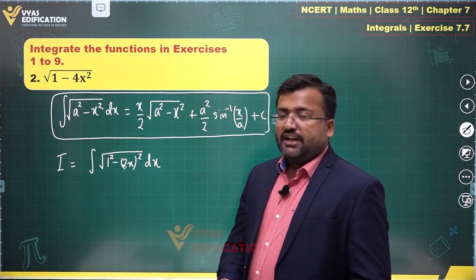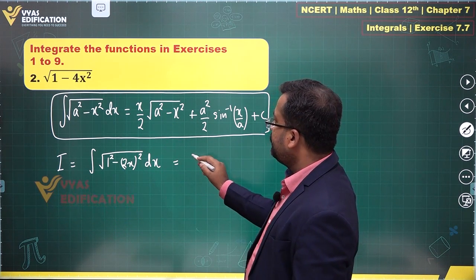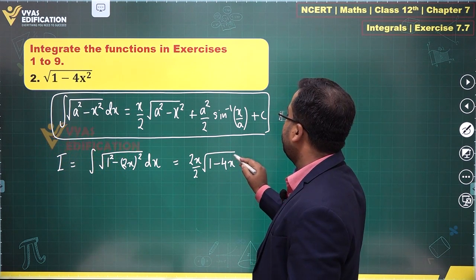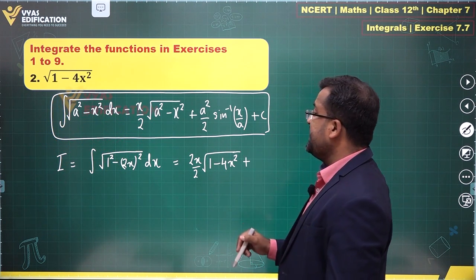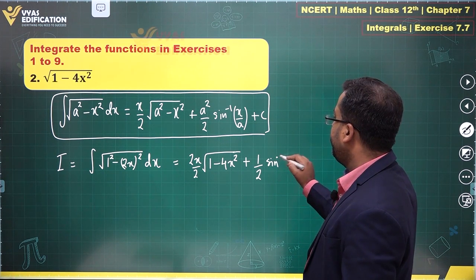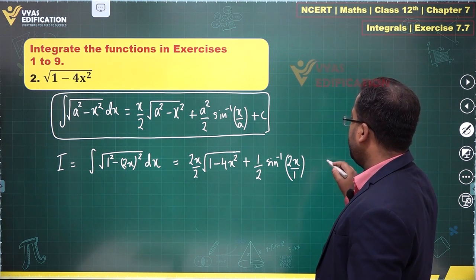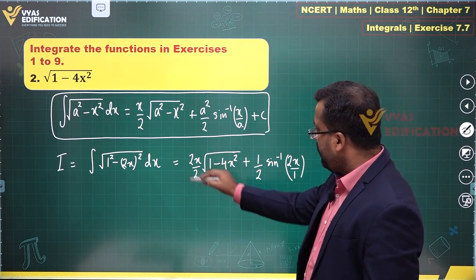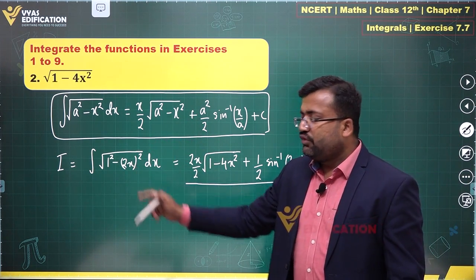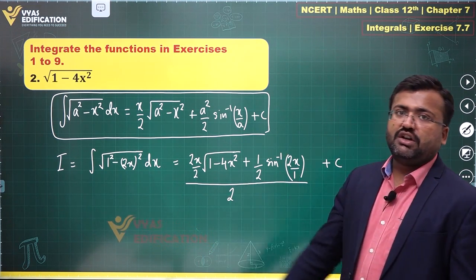So what I'll do is right now we can directly write the result, right? So x by 2, instead of x, this is 2x. 2x by 2 under root of 1 minus 4x square plus a square by 2, which is 1 square by 2 sine inverse x by a, which is 2x by 1. Okay, plus c will come, but this whole integral will have to be divided by the coefficient of x. Since instead of x we have 2x, that's a linear polynomial of x, divide this by 2. This is the important step.